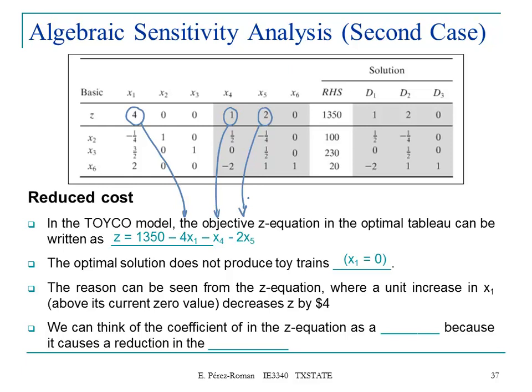We can think of the coefficient of x1 in the Z equation as the unit cost because it causes a reduction in the revenue. This cost that you have for that unit is what we call the reduced cost, because that unit is going to be affecting your optimal solution by whatever the number of units it is. So in that case, by $4.